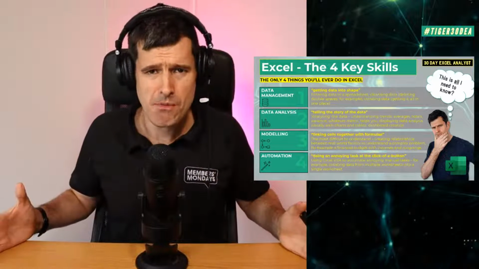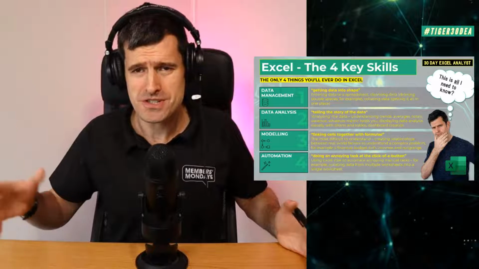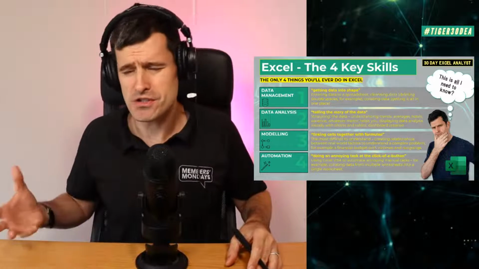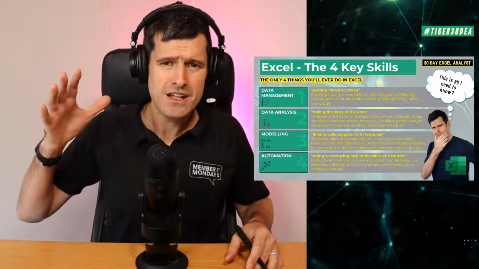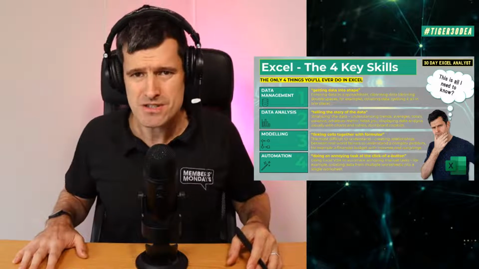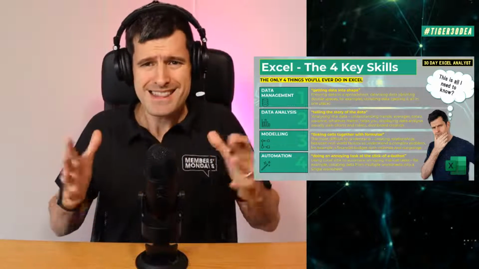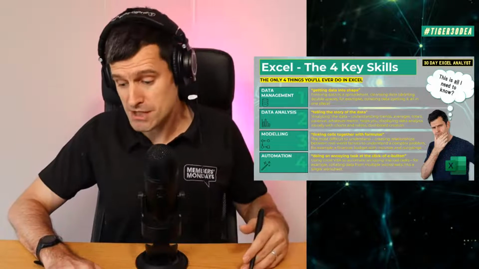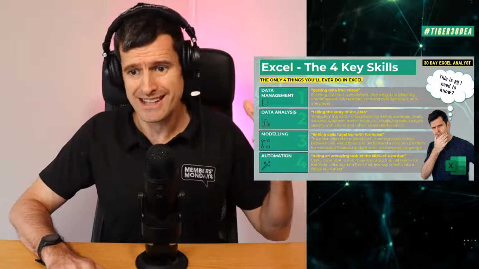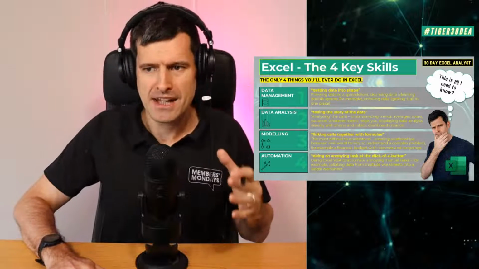This is what I'd like Microsoft to do. They've got more resources than Tiger Spreadsheet Solutions. Rather than knocking out another formula that's going to improve Excel by 1%, knock out a general theory of Excel usage so people know generally these are the skills I need to learn. That's what I'd like to see Microsoft do. Anyway, we talk about data management, data analysis, modeling, and automation.